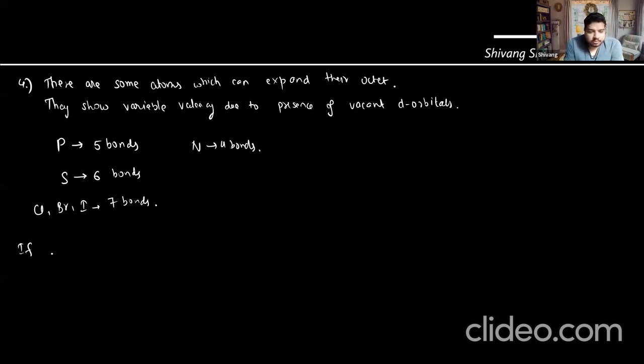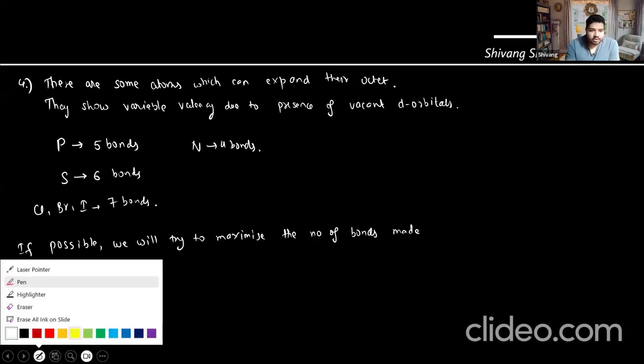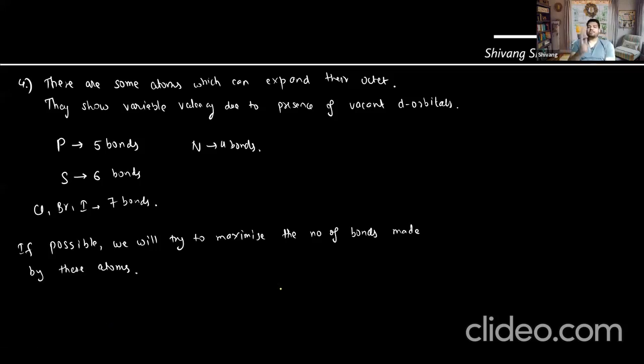So if possible, we will try to maximize the number of bonds made by these atoms. Okay. So if it is possible, we'll try to maximize the number of bonds made by each of these atoms. Okay. So this is a very important concept which students find tricky. But if you understand this, you're getting all the structures right.